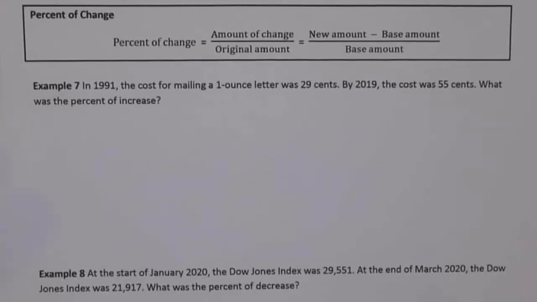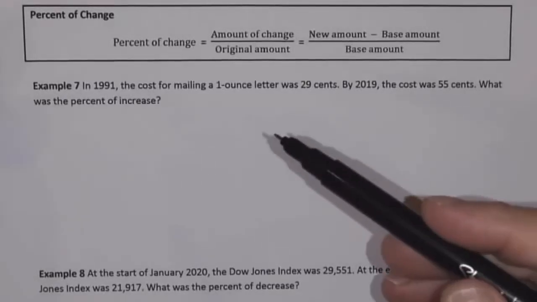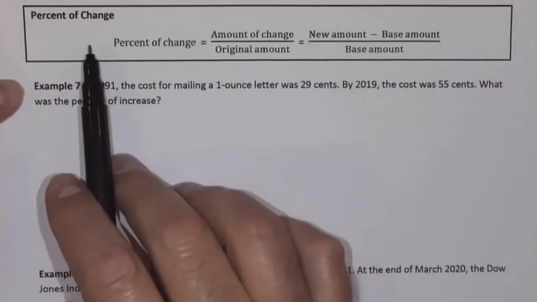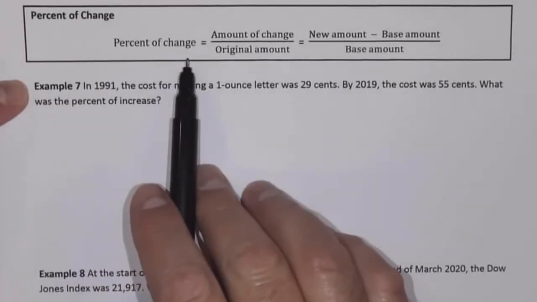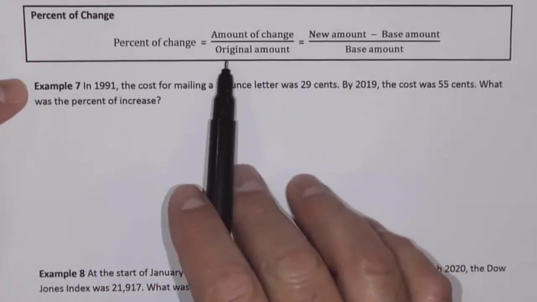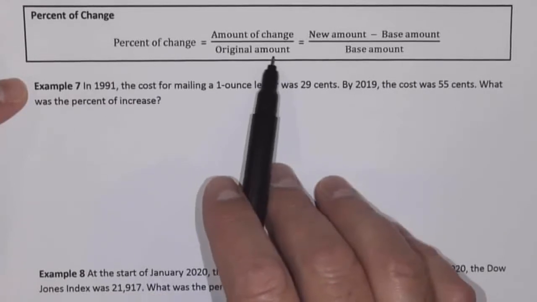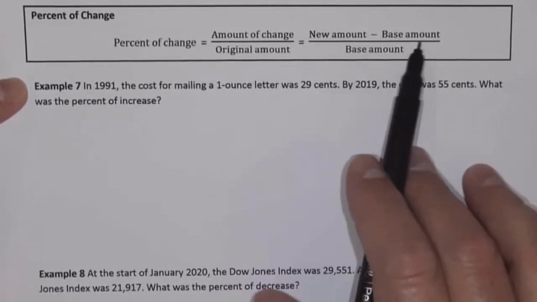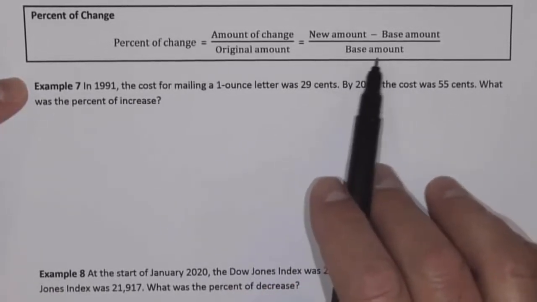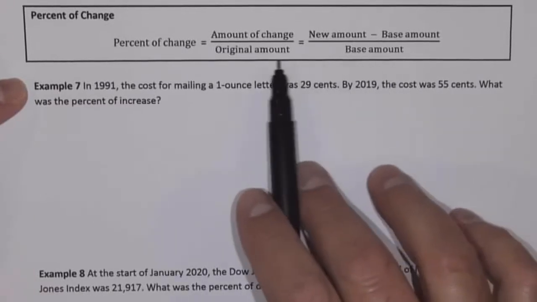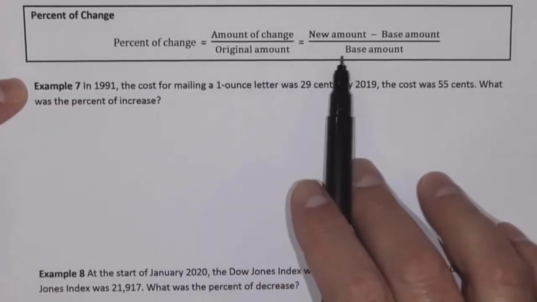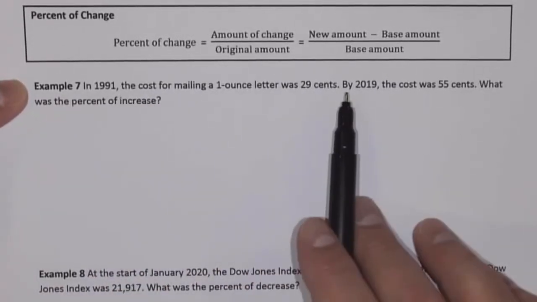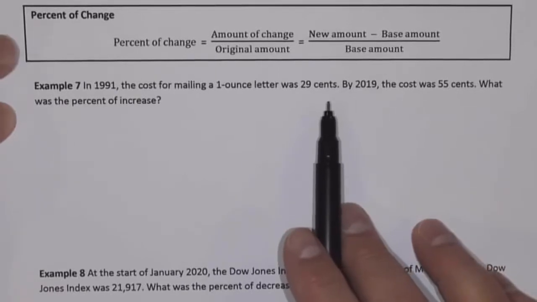So in this video, we're going to conclude Section 8.1 with 3 more examples involving an application called percent of change. We define the percent of change as the amount of change divided by the original amount. Or we can say that is the new amount minus the base amount, divided by the base amount. Base amount and original amount are the same thing. Now this will give us the decimal answer, and then we'll have to convert that into a percent. So the percent of change equals the amount of change divided by the original amount.